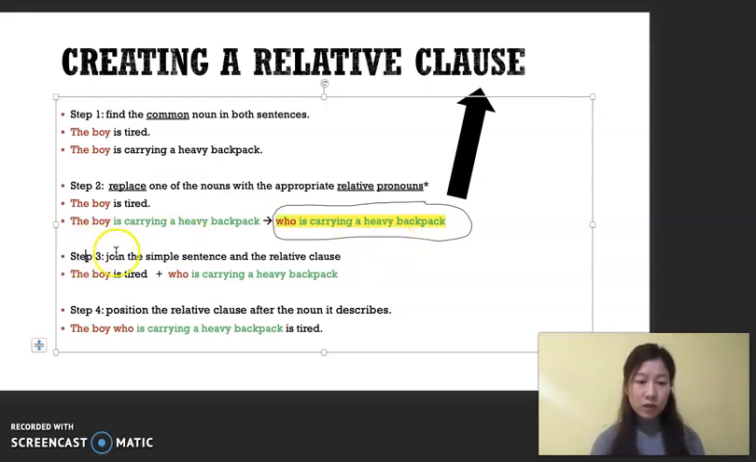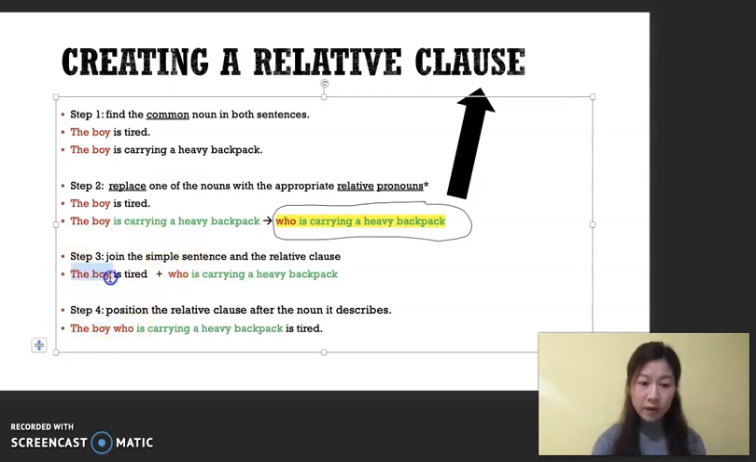Now step 3, what do we do? We have the first sentence here, the boy is tired, and then we plug in the relative clause, combining them. So how do we actually do that? You need to position this relative pronoun right behind the noun it is referring to. Since we are referring to the boy with who, we place who right behind the boy.